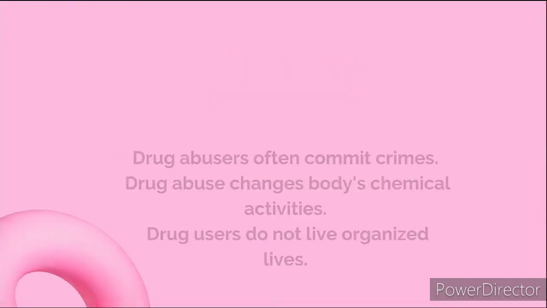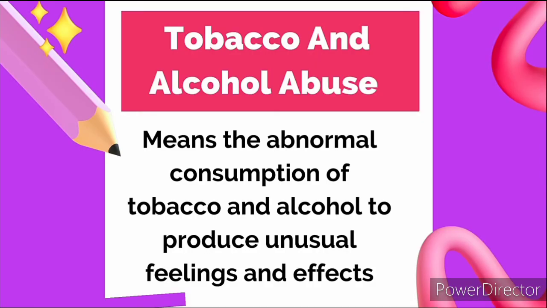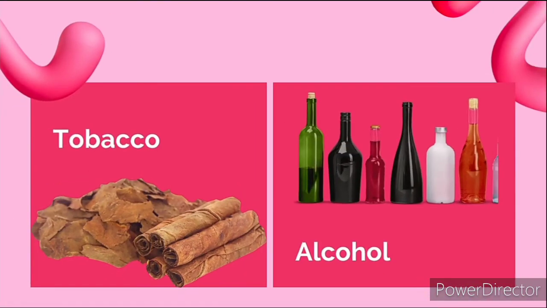Now, tobacco and alcohol abuse means the abnormal consumption of tobacco and alcohol to produce unusual feelings and effects. Tobacco is the nicotinal plant product taken in solid forms as a kind of stimulant. Alcohol, on the other hand, is a substance also known as ethanol that influences mood, thinking, and behavior. Both tobacco and alcohol are chemical substances. Tobacco is solid and is obtained from the tobacco plant. Alcohol is liquid. It is a product of fermentation and distillation of yeast and carbohydrate.